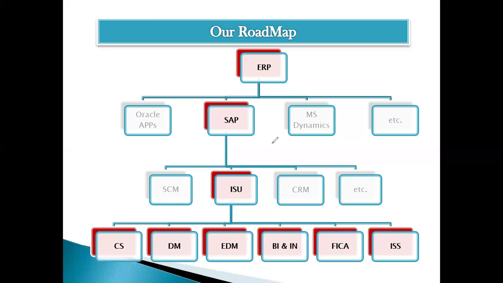Now SAP has many solutions. One of the solutions is for utility, called ISU. This solution has different modules: customer services, device management, EDM, billing and invoicing, FICA, internet self services. All these modules have advanced modules as well. Like for DM the advanced module is EDM, for billing and invoicing the advanced module is RTP, for FICA there is BRF plus. And internet self services are linked these days to your own websites. So web services, we call them web ICE services. Then CS is obsolete. Instead of CS, we are creating a new box called CRM. So all these are now advanced.